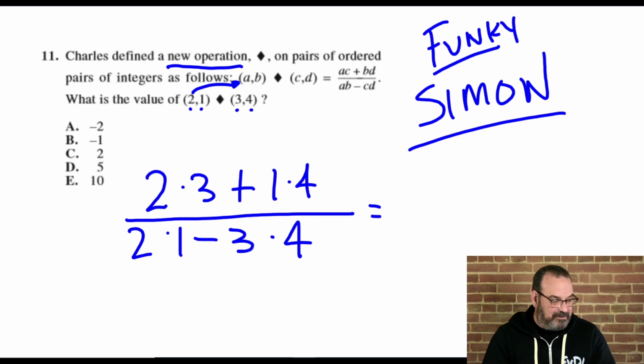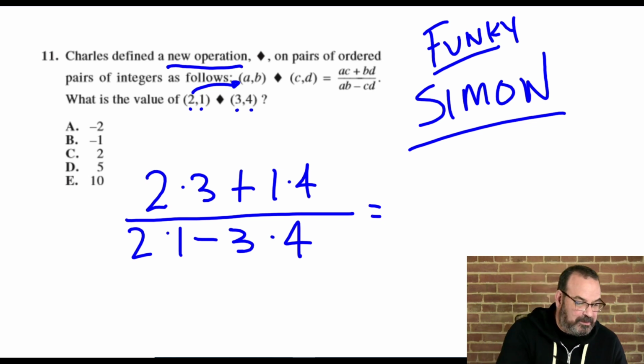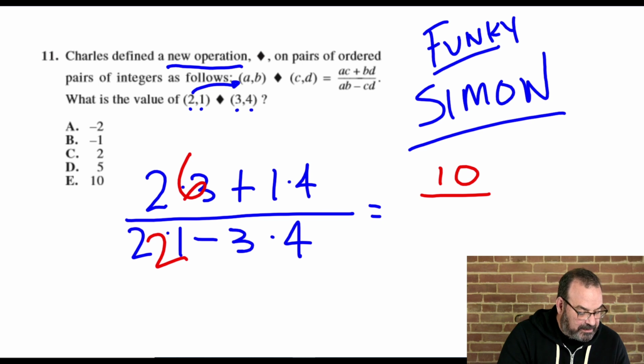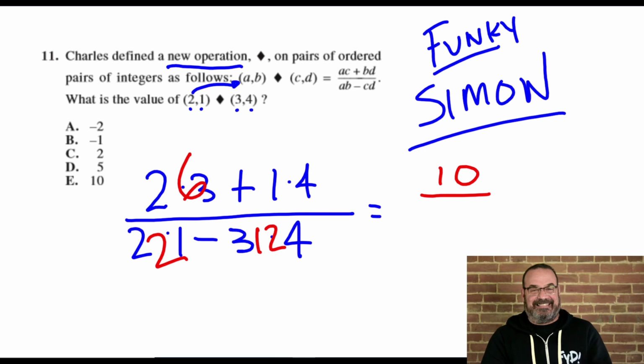Now let's see me do some arithmetic live on YouTube. Ready? 2 times 3 is 6, plus 4 is equal to 10. And 2 times 1 is 2, minus 3 times 4 is 12. God, I had to hesitate.